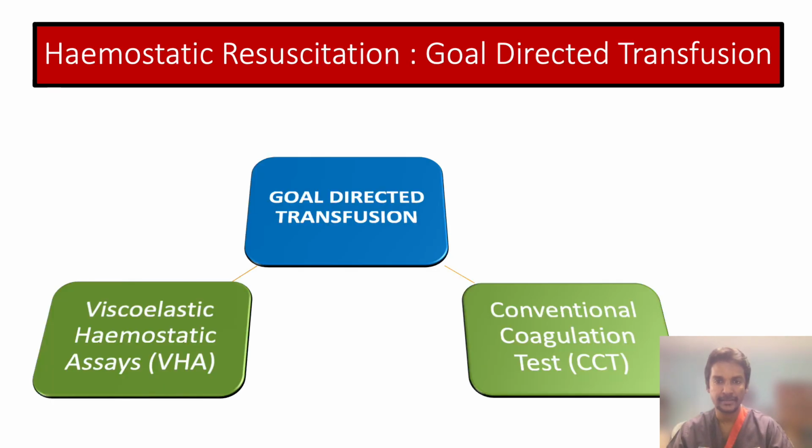In my previous slides, I've mentioned that after the initial empirical or fixed ratio transfusion, you can shift your transfusion strategy to a more precise goal-directed transfusion. So how to do this? There are two ways of doing this. You can either use viscoelastic hemostatic assays such as TEG and ROTEM if it's available at your center, or if you don't have it, you can always use your conventional coagulation tests such as the PT-INR, fibrinogen, and also your full blood count, whereby you can look at the hemoglobin and also platelet level.